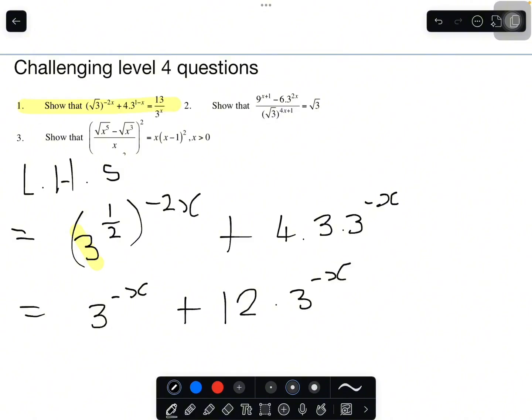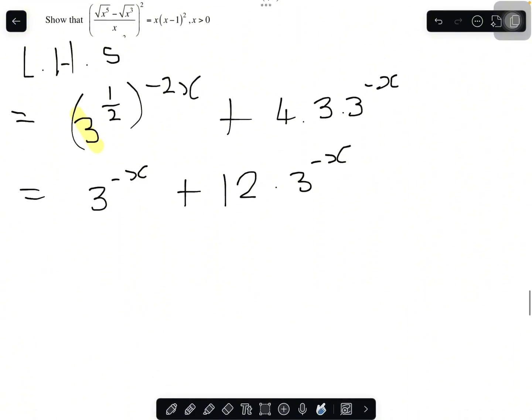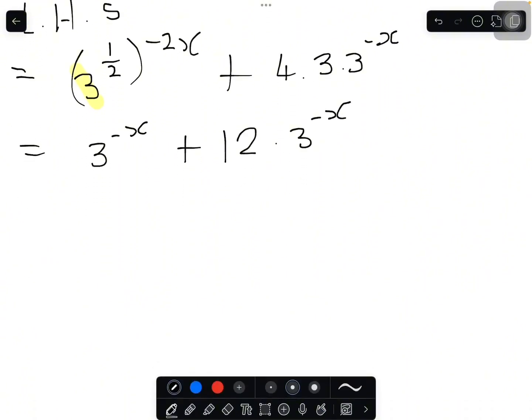Now this might look familiar to you guys, and it should, because we now have a common term that we can remove as a common factor. 3 to the minus x into 1 plus 13, 12. And then we'll get this.